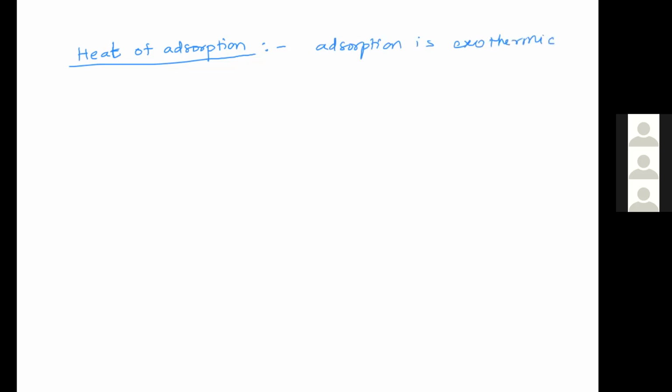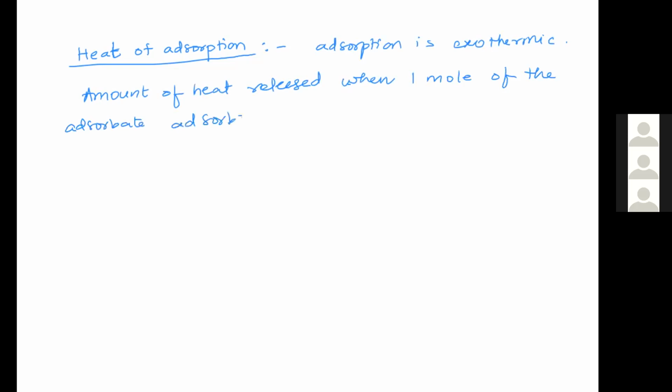So what do you mean by heat of adsorption? This is nothing but the amount of heat that is released when one mole of the adsorbate adsorbs on the substrate. Substrate is nothing but the adsorbent only, to avoid confusion. That is called heat of adsorption. So this is the definition of heat of adsorption. Sometimes it is also called enthalpy of adsorption.